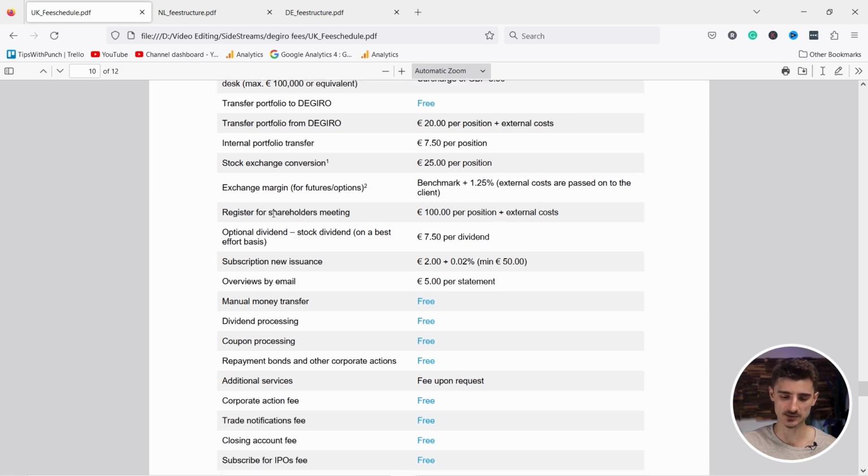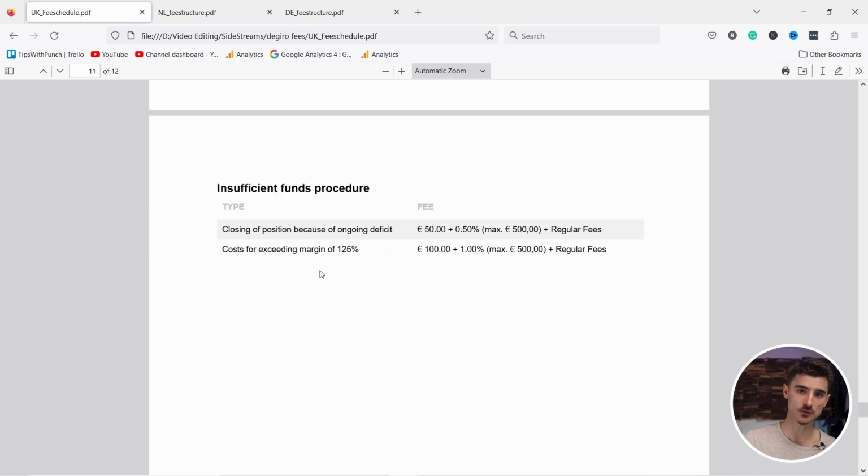Another one I want to highlight is that you can register for shareholders meetings. I haven't done that in DEGIRO, but I imagine that you can then somehow join the shareholders meeting, and if you have a big stake in a company, then you could somehow also vote, I guess. But it's 100 euros per position. I thought it was just cool that you can do that from here. I also want to highlight the insufficient funds procedure. You can see there are only two of them: closing of position because of ongoing deficit, and cost of exceeding margin of 125%. So make sure you don't go over these limits.